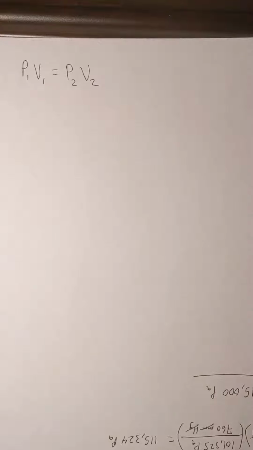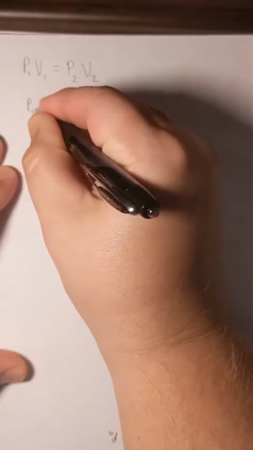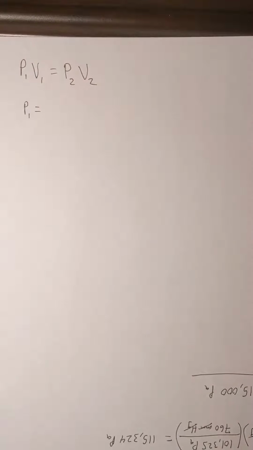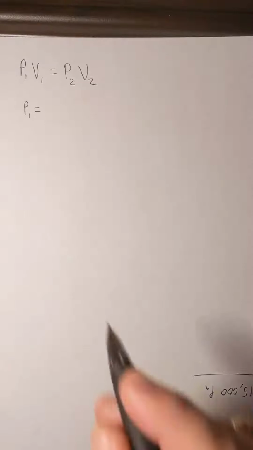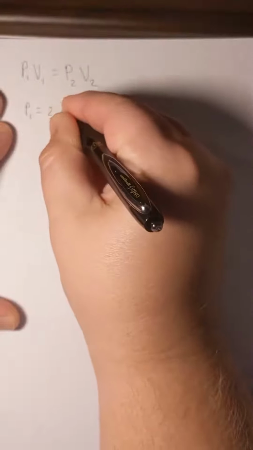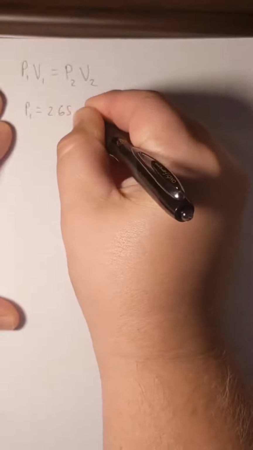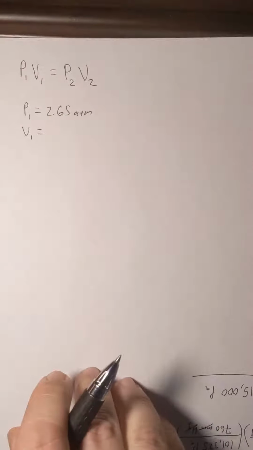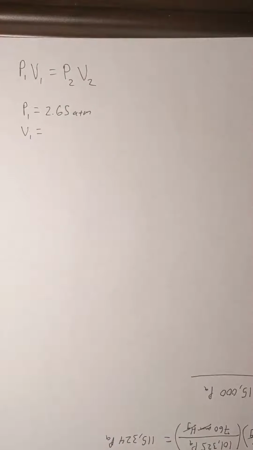So we need to identify our variables in Boyle's Law. P1 will be our starting pressure. If we go back and look at our problem, our starting pressure is 2.65 atmospheres. And our starting volume, we can go back to our problem and look, and our starting volume is 3.43 liters.